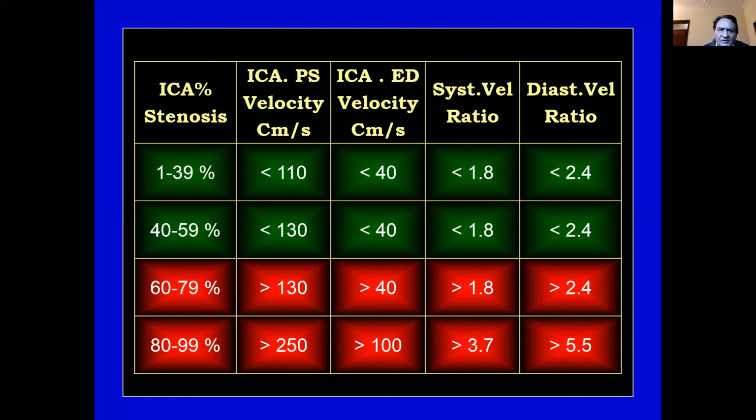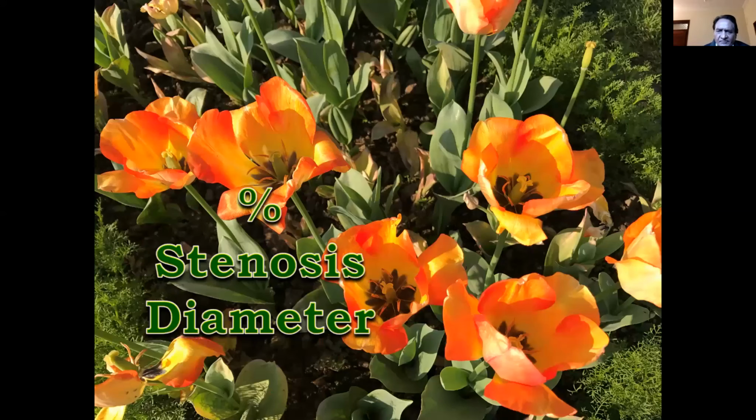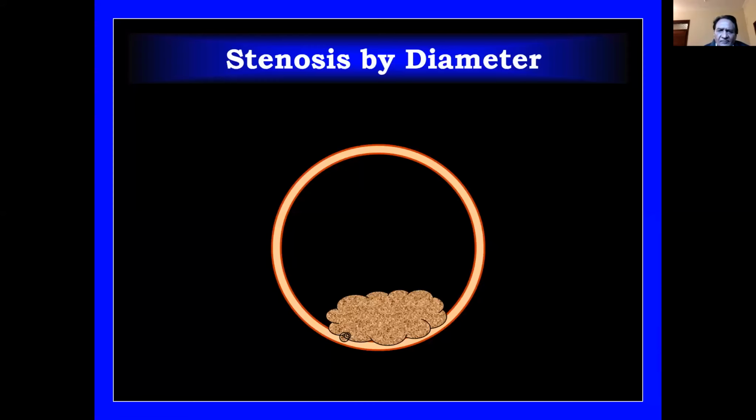Now, percentage of stenosis is by diameter. This is the vessel. This is a plaque. This is the total diameter. And this is the patent diameter. So you give the machine these two readings, and the machine will calculate the percentage of stenosis for you. You don't do any calculations or calculator.